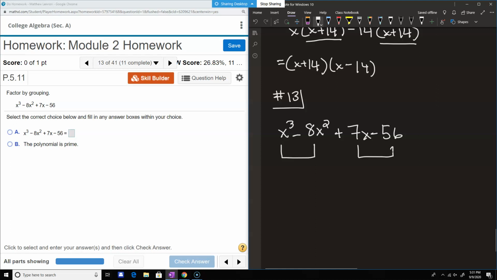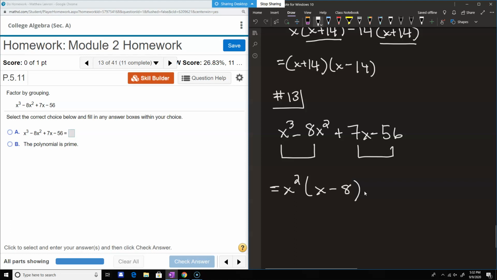So the first one, the x cubed minus the 8x squared, there's no number with x cubed, so the only thing we're going to be able to take out is the highest power of x that's common to both, which in this case would be x squared, right? That's the most you can take out from the minus 8x squared. So I'm just going to factor that out. And so x squared times x would make x cubed. And then x squared times minus 8 would make minus 8x squared. So that's how the first one would factor.